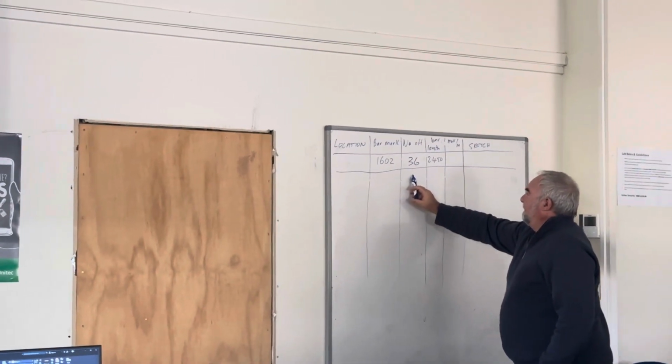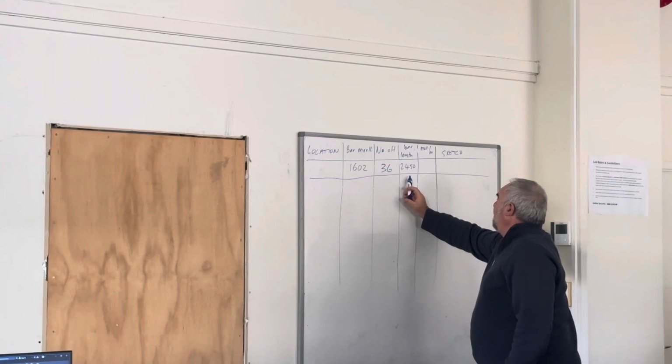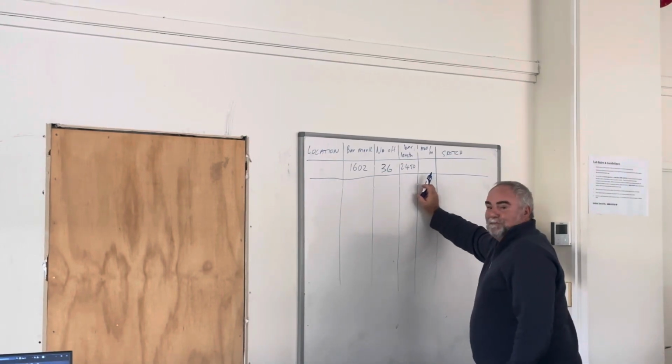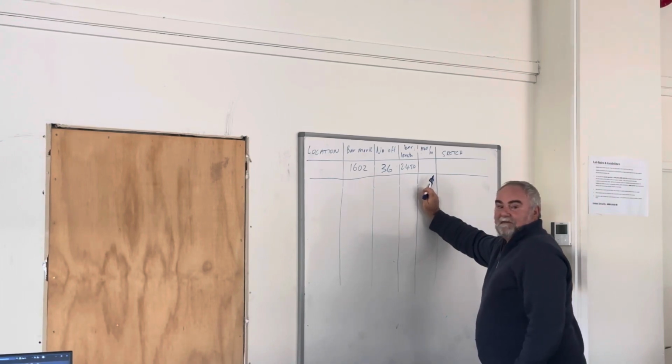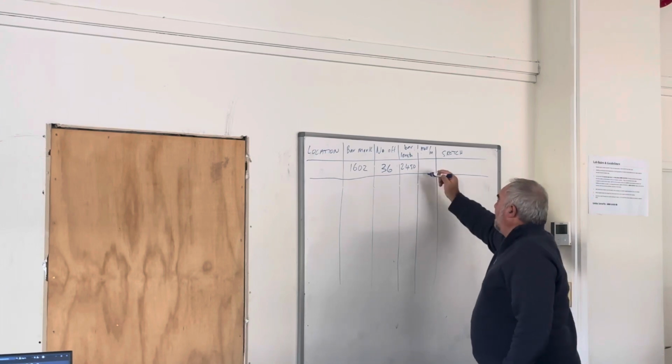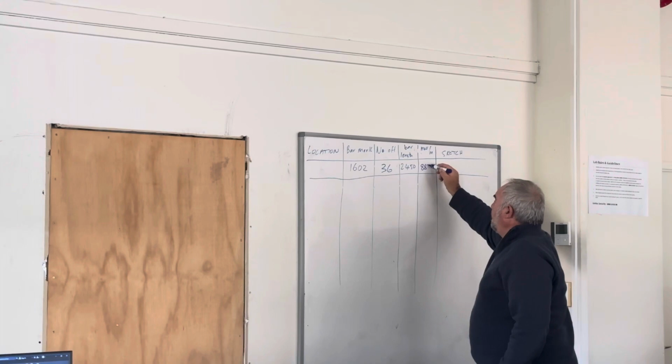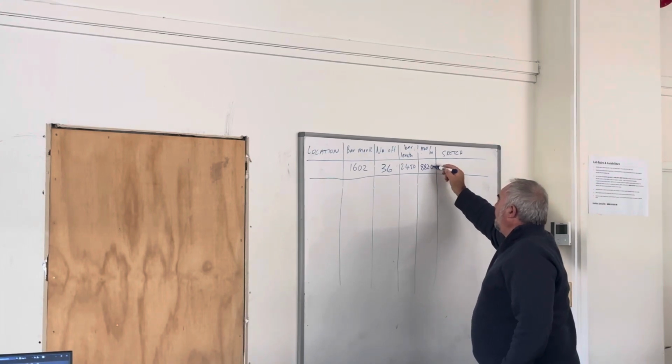36 times 2.45 equals. This time you're all going to get it right. You wish? 88.2. 88200.